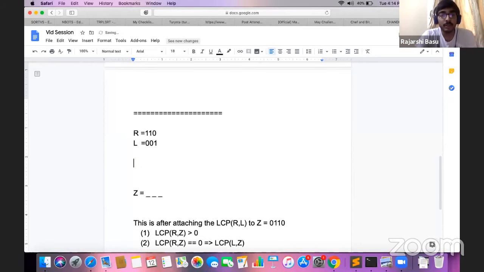Now say that LCP of R and Z is greater than or equal to 1. What does that mean? It means that the first character is same as R. Whenever I say that the first character is same as R, I already ensure that Z is always greater than L, because the first character in L was not same as R. It was 0, R was 1. If Z is equal to 1 in this character, then it will always be greater than L, right? Because from left to right, we are going from most significant bit to least significant bit, correct?